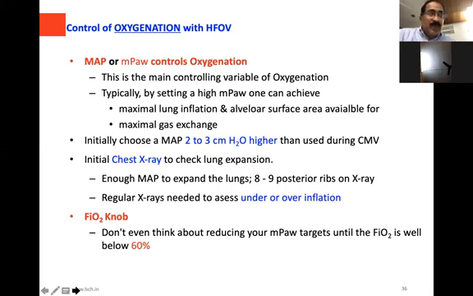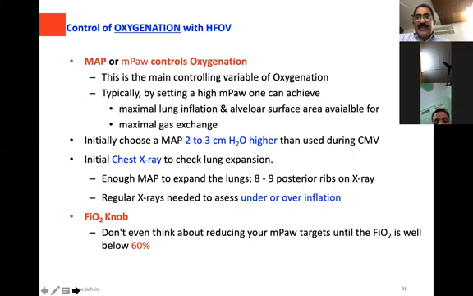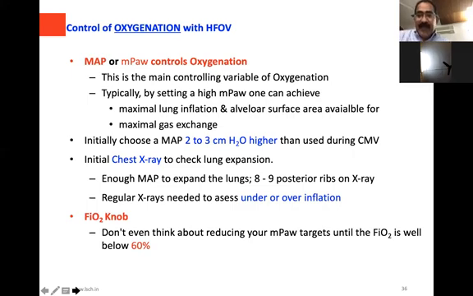Now, the first thing is your control of oxygenation. Remember, in the earlier slides I said the beauty of oscillation is that if you want more oxygenation, the only thing you need to meddle with here is your MAP as well as your FiO2. That's it. Your MAP, or mean airway pressure, controls the oxygenation. This is the main controlling variable of oxygenation. Typically, by setting a MAP, one can achieve maximum lung inflation and the alveolar surface area available for maximal gas exchange.